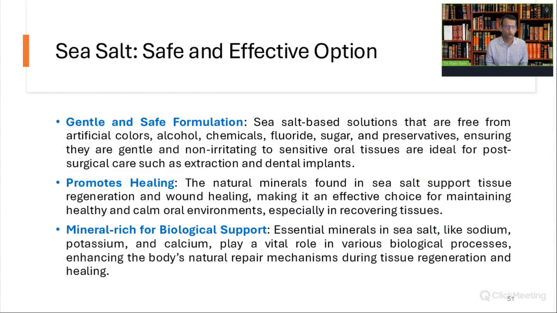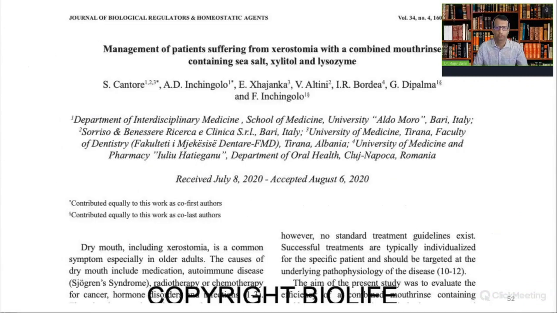It promotes healing. Why? Because there are natural minerals in natural salt. It's a mineral-rich biological support that you are providing. You are nourishing the healing cells with the right amount of minerals so that they proliferate and grow well, and it also helps the good bacteria to repopulate more in the oral cavity. There are studies that mention how they are able to maintain good xerostomia after using a sea salt based mouthwash.